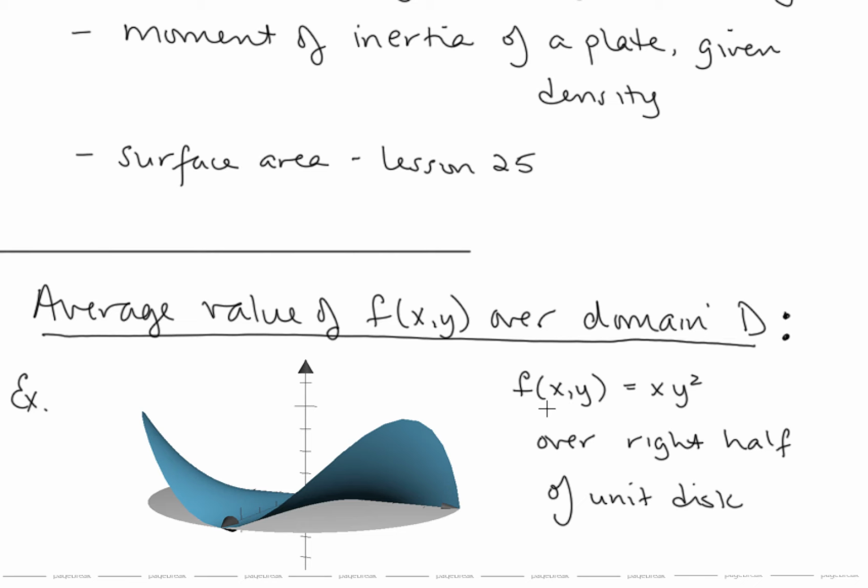So let's start with the average value of a function over a domain. Consider this surface, f of x y equals x y squared, over the right half of the unit disk. So the gray is our domain here, and then the blue is the surface that we have. We want to talk about an average value for this function over this domain. So what is it that we're looking for? We're looking for a z value, a height, under which the volume would be the same as the volume under this surface.